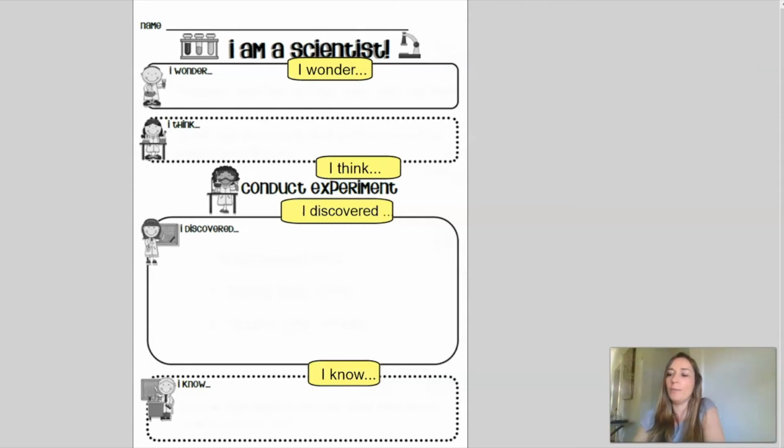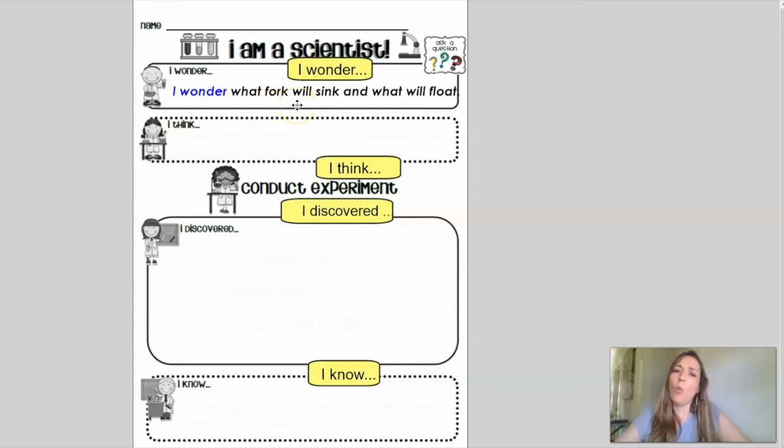Very good. So, first of all, remember that we need to ask a question. And I can use this sentence: I wonder. Everybody, I wonder, you make a question. So for example, I wonder what fork will sink and what fork will float. Which one? I don't know.